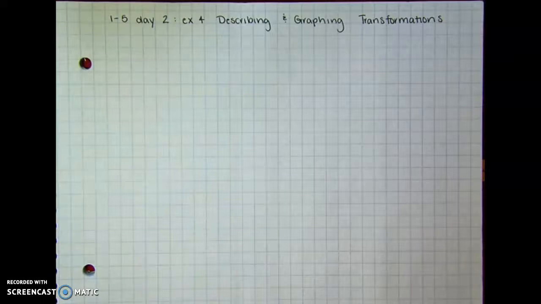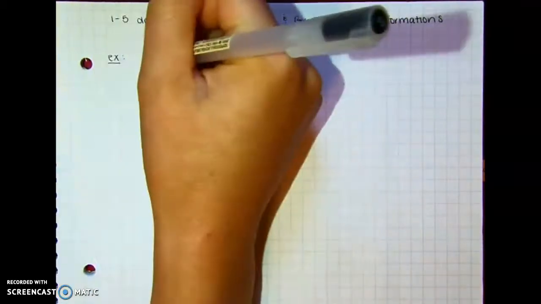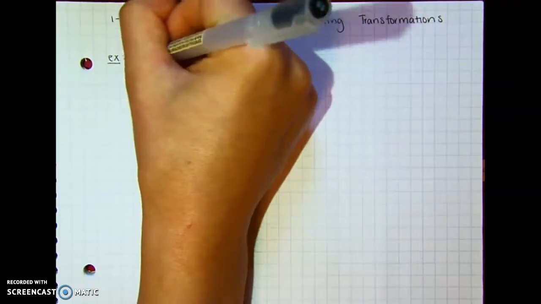Describing and graphing transformations. So once again, all of this is a review. You learned this all in Algebra 2, but you probably forgot some of it. So I'm going to re-jog your memory on a couple of things. We're going to start with just identifying and graphing. So we're going to just do examples because we've already taken notes on this last year.